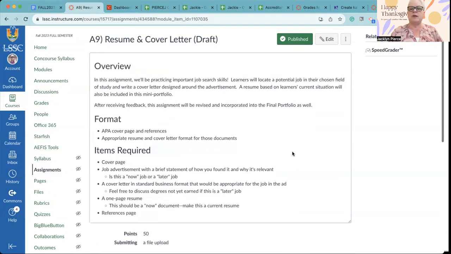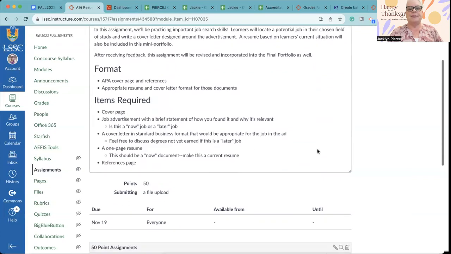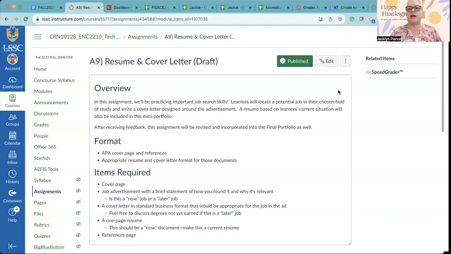There are additional resources in the course to help you with that. And if you have questions, of course, feel free to reach out. But that's what's due this week. You will get feedback on that, and then it will, like those other things that are marked draft, become part of your final portfolio, which we'll talk about when that gets closer.